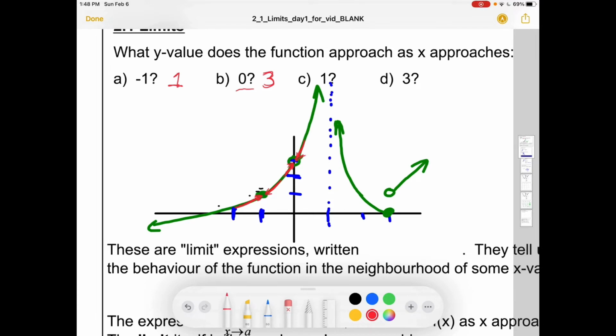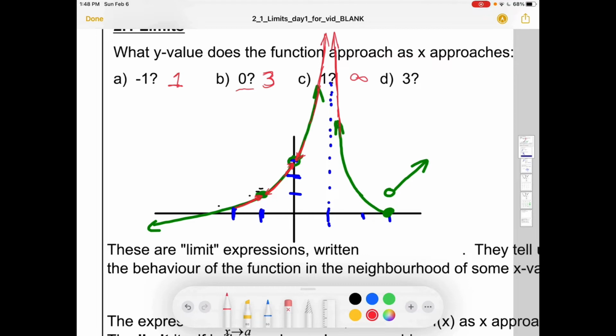Now, as x goes to 1, well, from the left, it's going to go up and up and up and up. And from the right, if we go towards x is 1 from the right, that would be traveling left, it's going to go up and up and up and up forever and ever. So what value is it approaching? We could say it's approaching infinity, which looks like a lazy 8, an 8 on its side. It's important to understand, though, that infinity isn't a number that you get to. It's a concept, as big as it possibly gets.